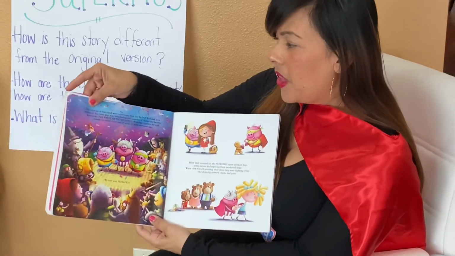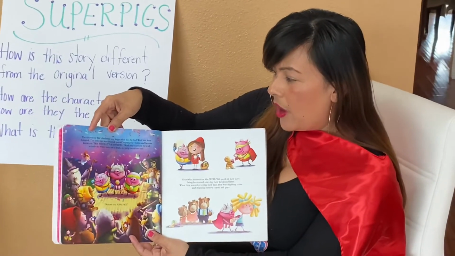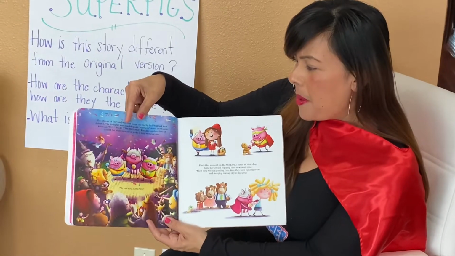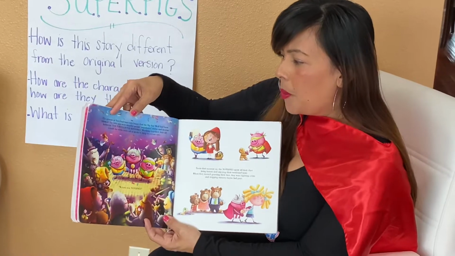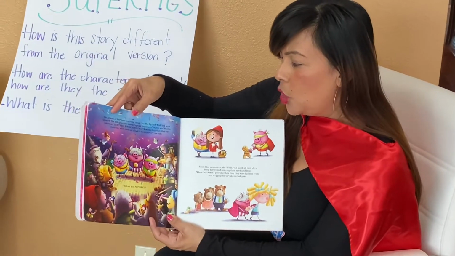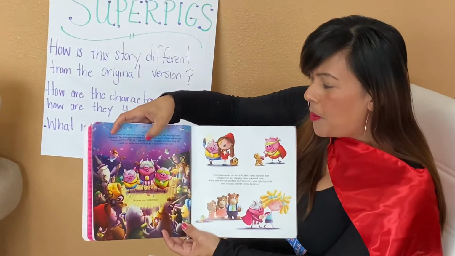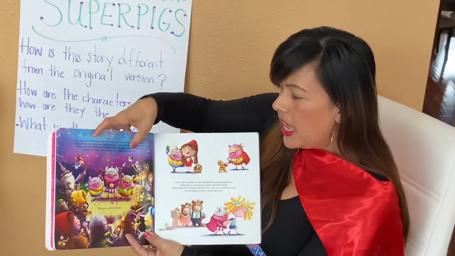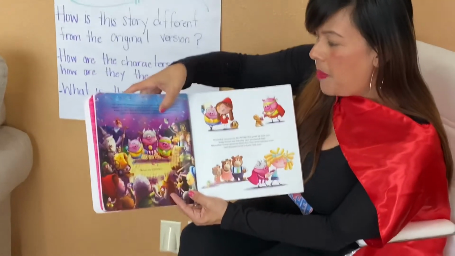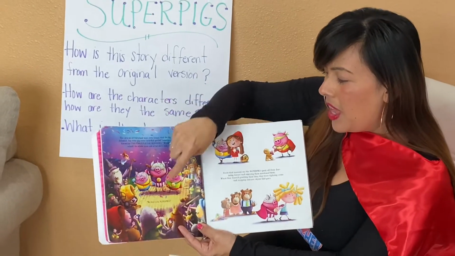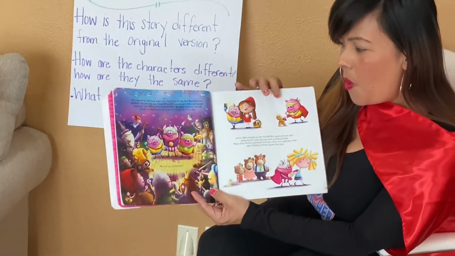The citizens of Fairyland were very happy that the big bad wolf had been defeated. The little pigs were awarded special superhero status and became known as the three little super pigs. Working together, they all rebuilt the whole town out of bricks to keep everyone safe. Love you. We love you, super pigs.